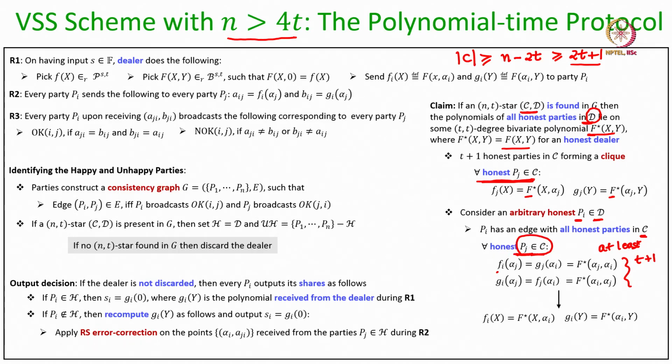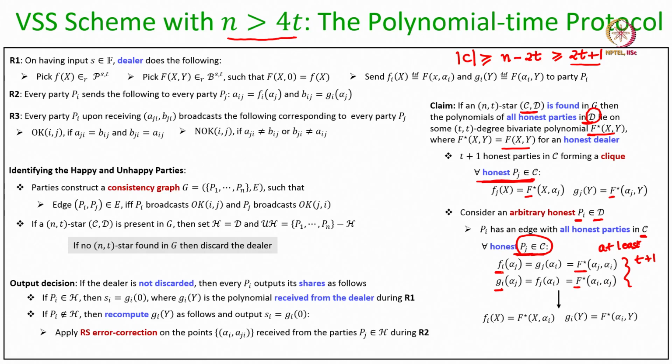So, that means what we have shown here is the following: we have the row and column polynomial of the party Pi. For the row and column polynomial of Pi, there are t plus 1 points which also lie on the supposedly ith row and ith column polynomial of the f star bivariate polynomial. And we know that two different t degree polynomials cannot have t plus 1 or more common points.